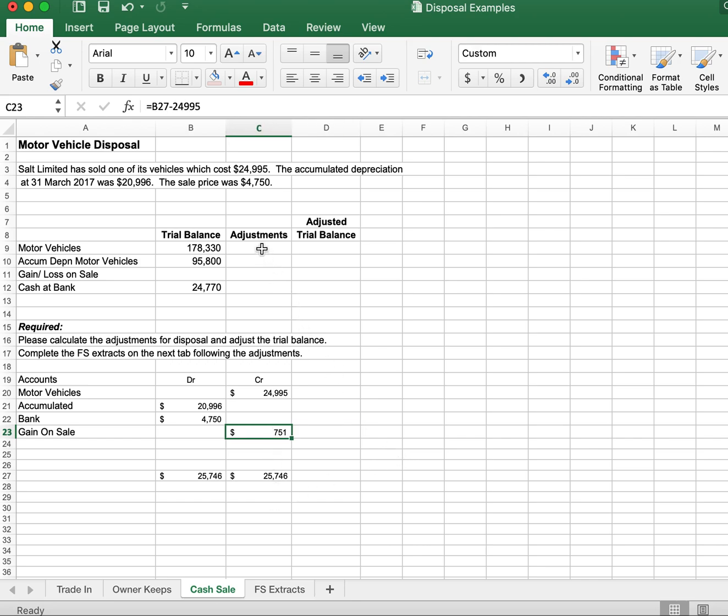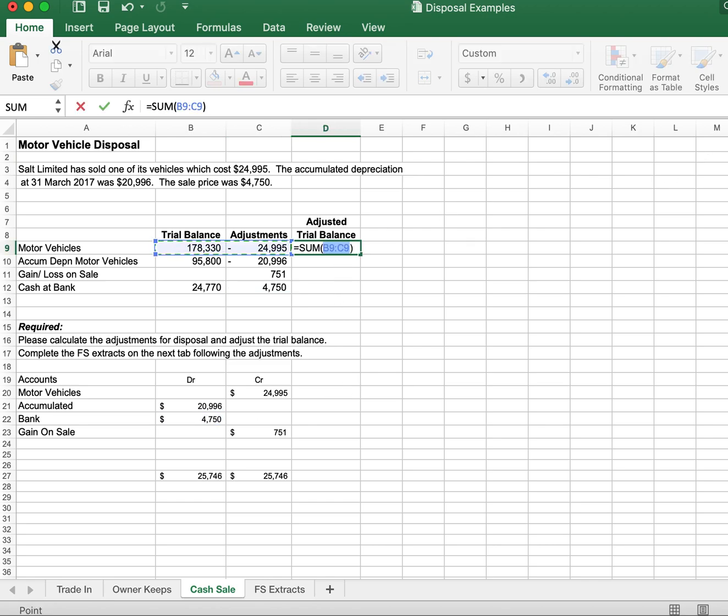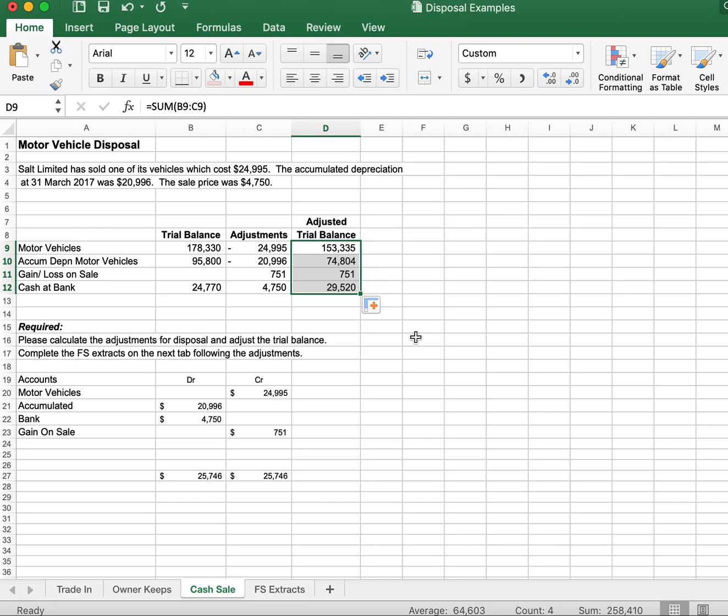So we can put the adjustments in. This is going to be less the vehicle we sold. We're going to get rid of the accumulated depreciation we had on it. We're going to have the gain on sale. And we're going to have the money going into the bank, so it's going to increase the value. Therefore we can get the closing balances. If we copy this down, that should equal the closing balances. Brilliant. We're heading in the right direction.